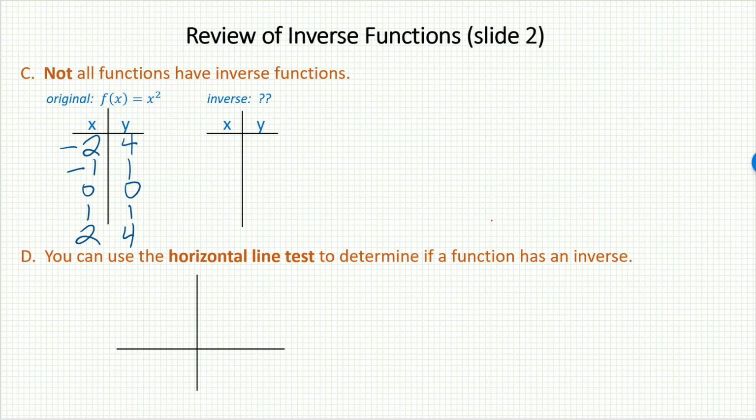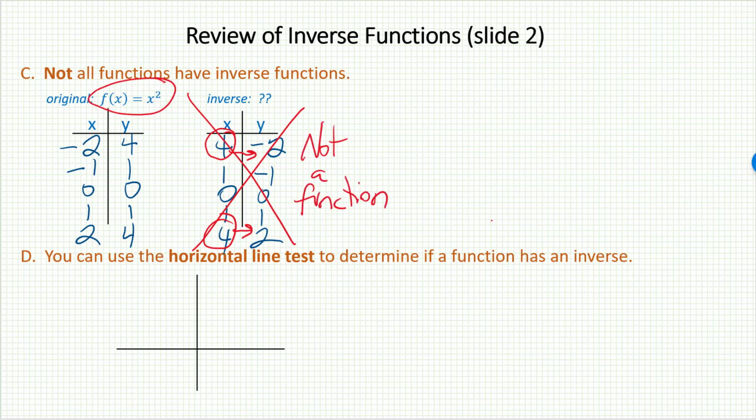It's a great function. Each x is paired with exactly one y. But look what happens if I try to form the inverse. I would have to switch the inputs and the outputs, and that leads to a problem in this particular example. The problem is this table is not a function. You can't have 4 going to -2 here and going to 2 here. That violates the definition of a function. Every input can only be matched with one output. So this is not a function, which means f of x equals x squared does not have an inverse function.